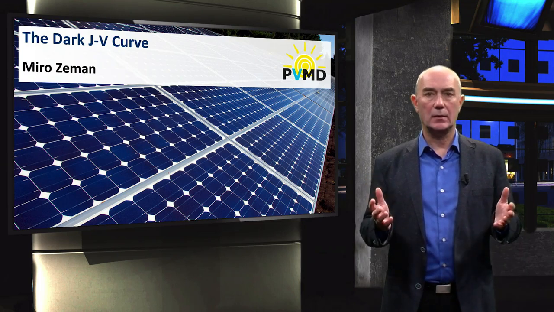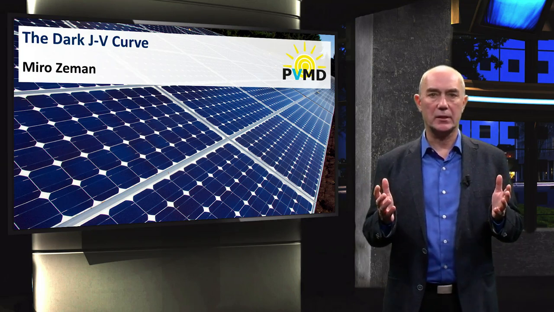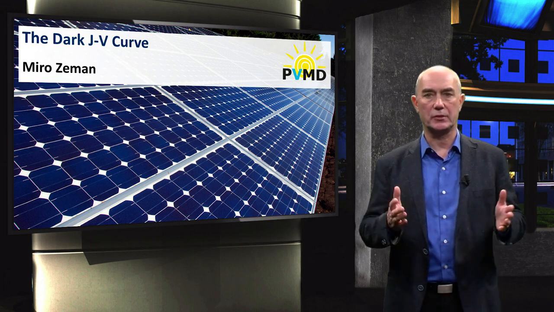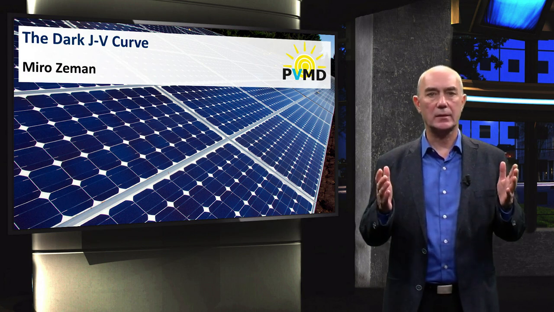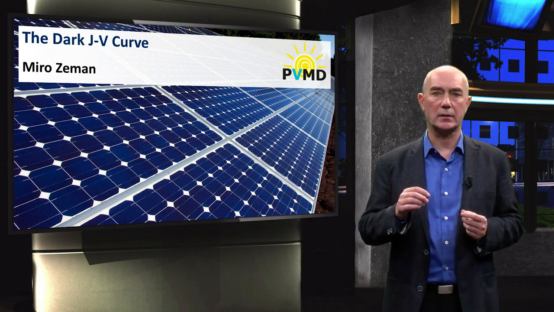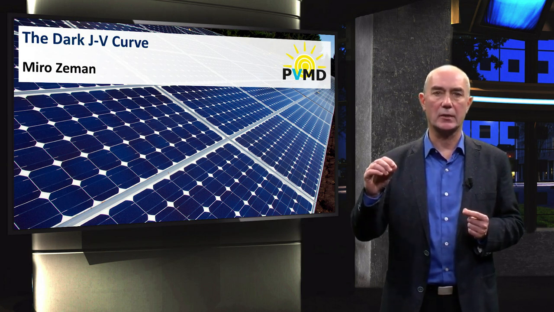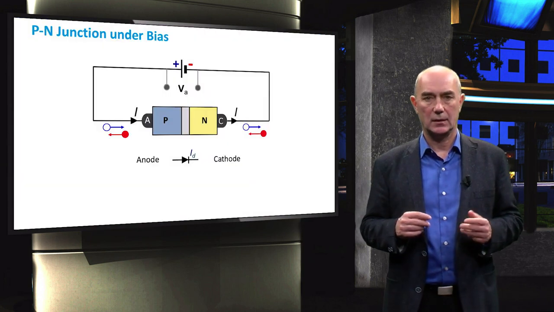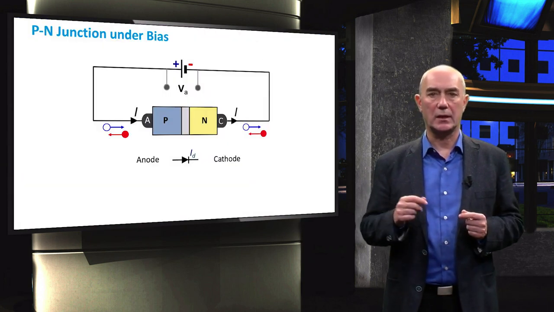We have now seen how a p-n junction diode operation changes when we apply a voltage to it. Let's take this a step further and learn how to plot the current voltage characteristic of a p-n junction diode in the dark. Let's start with a short recap.